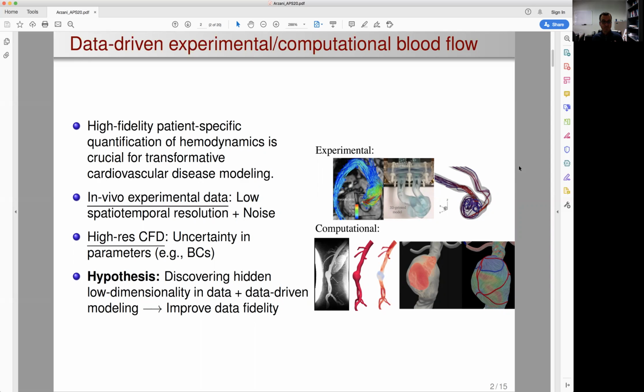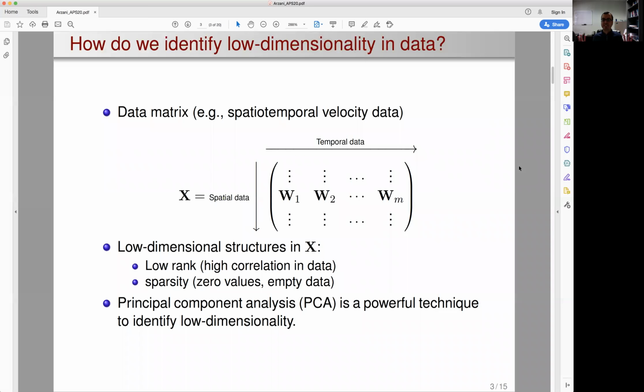So the hypothesis behind this work is that if we can discover a hidden low-dimensional representation of our data, then we can couple that with data-driven modeling techniques to improve the quality of the data and overcome these limitations. So how do we identify low dimensionality in blood flow data?